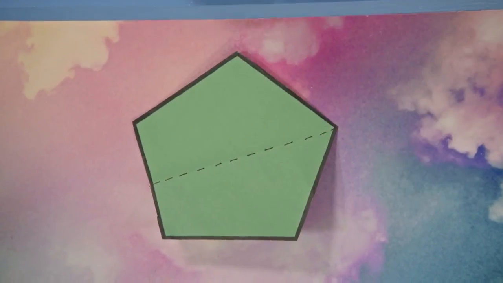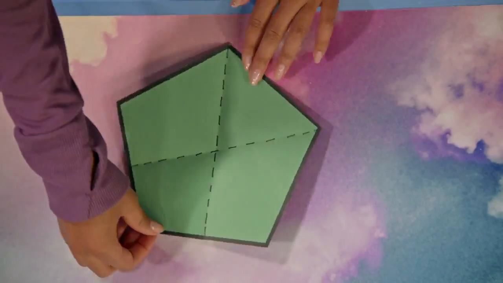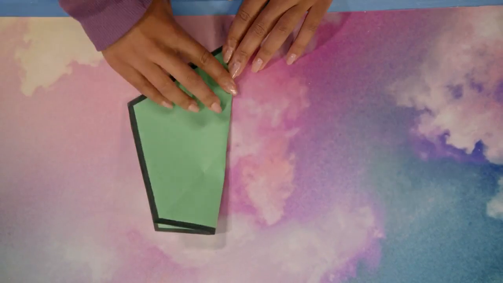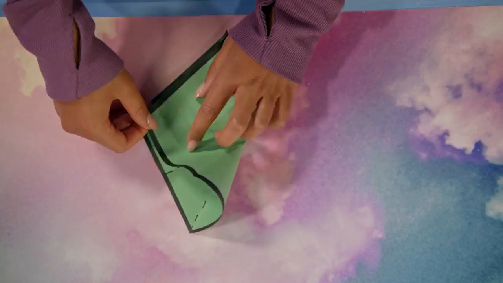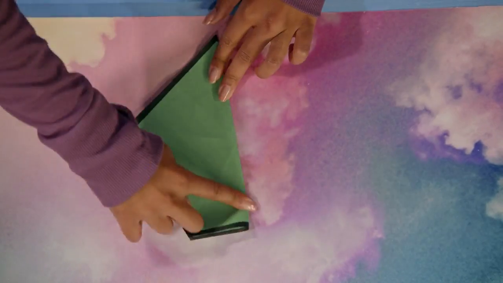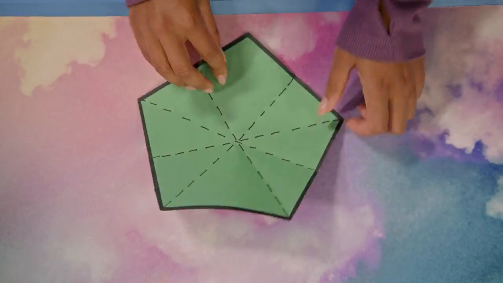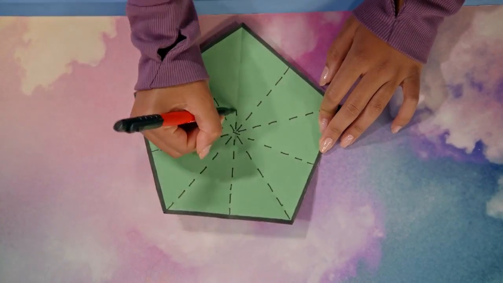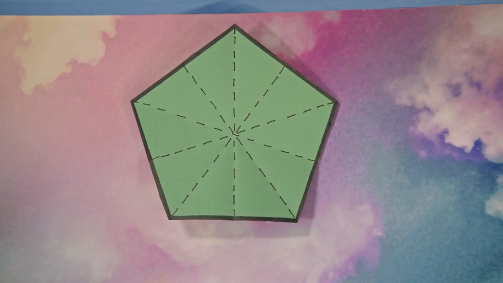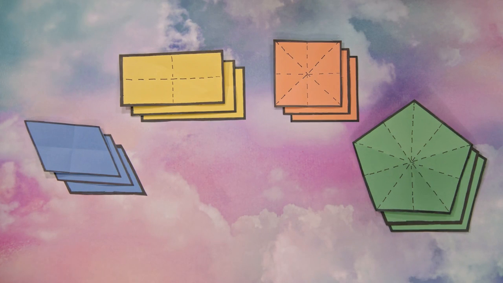If that works, you can do the same thing with the next corner. And the next one. And the next one. And the next one. So it has 5 lines of symmetry. That's right. This pentagon has 5 lines of symmetry.